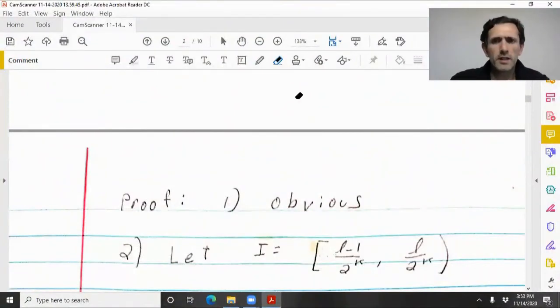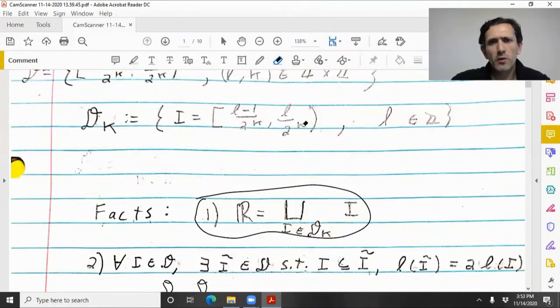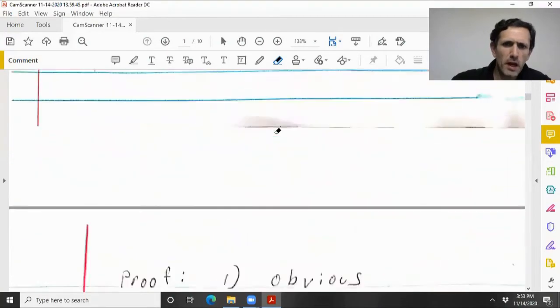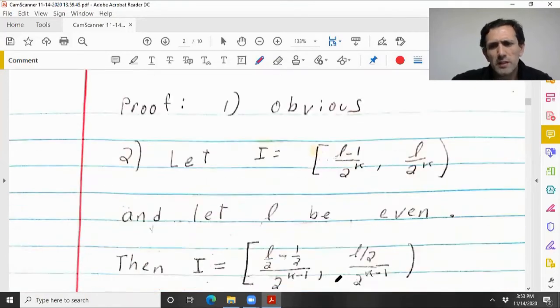Okay, so let's prove these facts. And like I said, one is fairly obvious. There's not a whole lot to it. Intervals of this form for fixed k obviously partition the real line as L varies from integer to integer. So let's prove 2. And the proof of 2 is, well, let's just write a generic dyadic interval. Okay. So what we're going to do is divide L minus 1 by 2. So divide the top and bottom by 2. Which will give us the following.